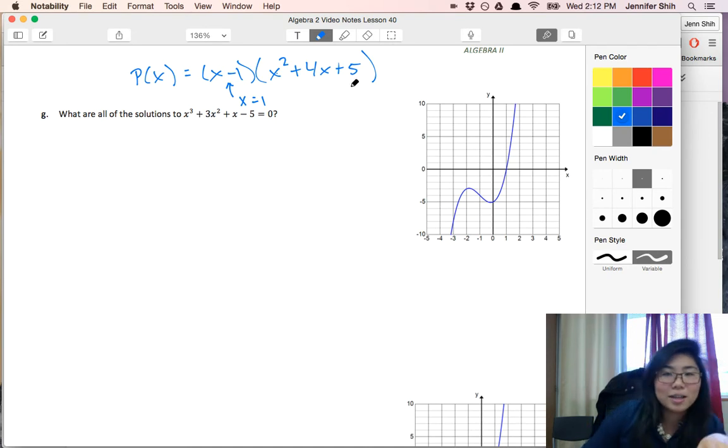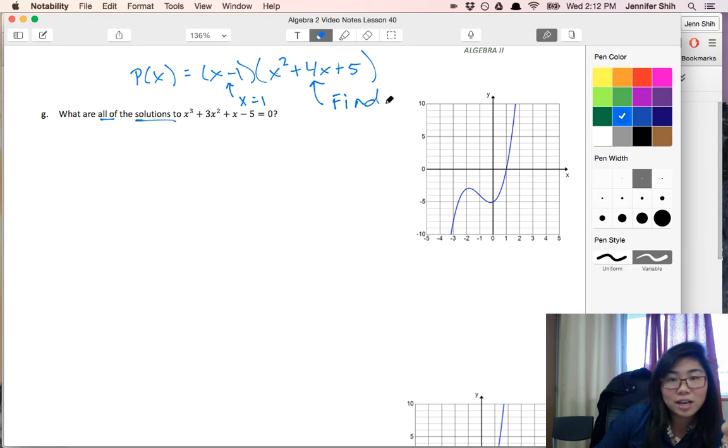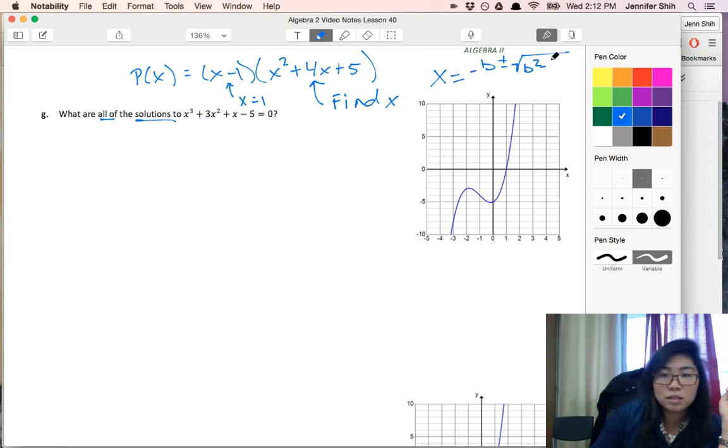What does that mean? That means we have to find the solutions here. Let me tell you something. You're not going to be able to factor it very easily. You're going to need to find all the solutions, find x, using our very favorite quadratic formula. X equals -b plus or minus the square root of b squared minus 4ac, all over 2a.